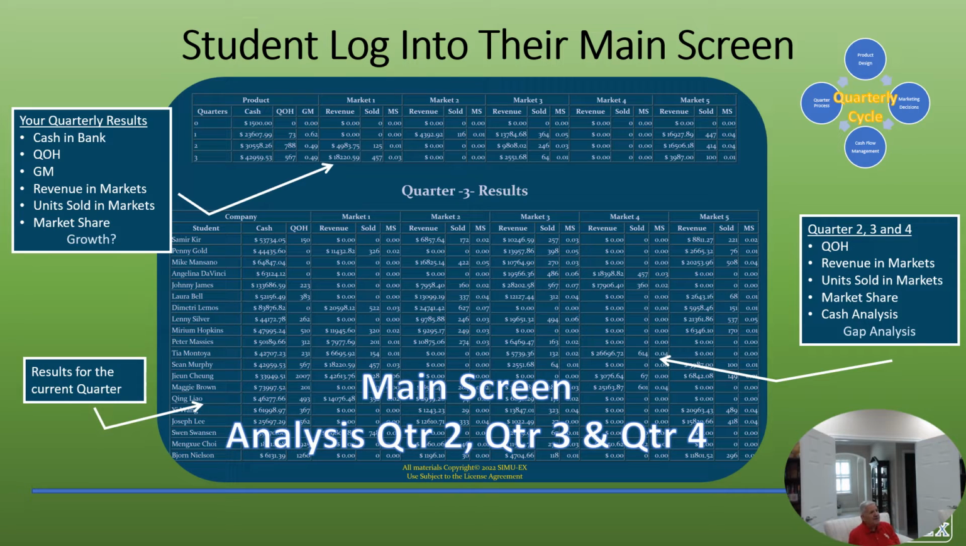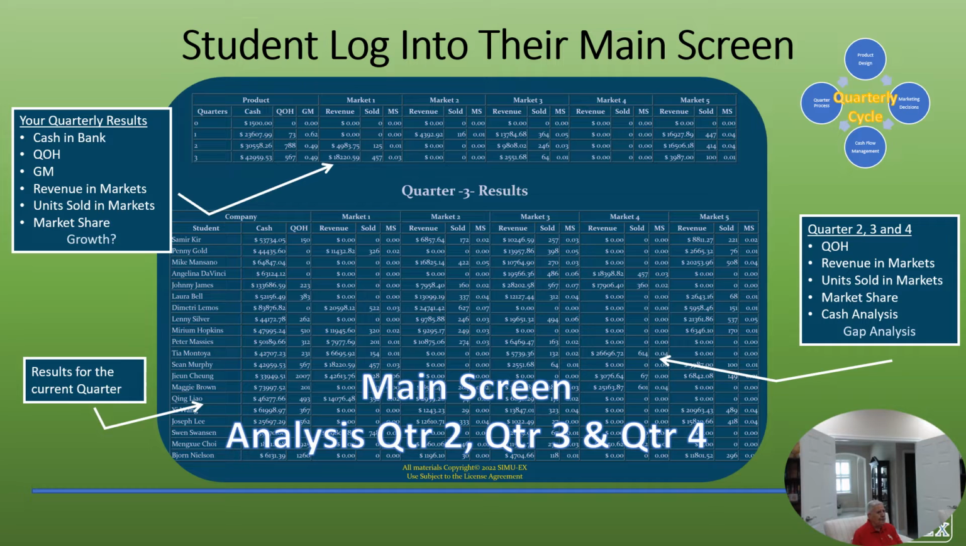And this is where the second table comes into play, the gap analysis. And gap analysis allows you to look at the entire class, your competitors in a sense, and to look at your quantity on hand versus theirs, look at your revenues in the various markets comparatively to theirs, market share, cash analysis, and so on, and see if there are gaps. If you find, for example, that there are very few products in market 4, you may wish to change your product to be in market 4, even though it may not have the highest value proposition in that particular market, due to the fact that there's minimal competition, which implies you should sell more.